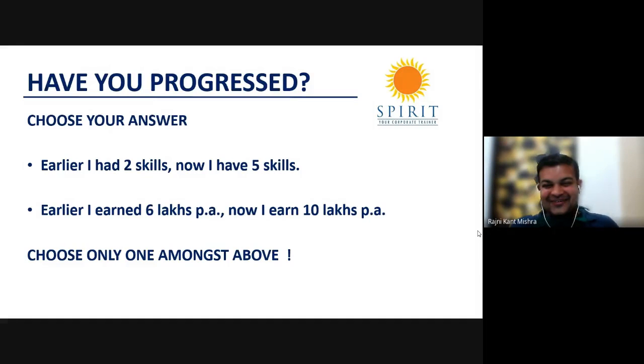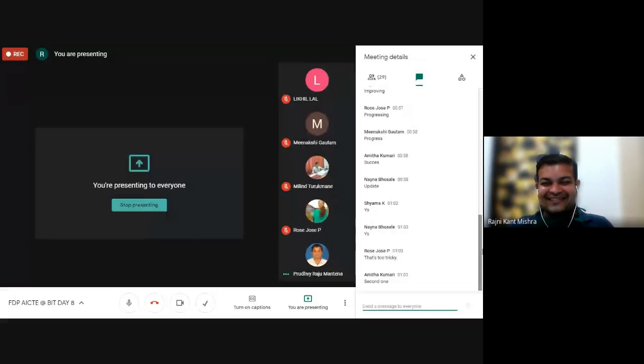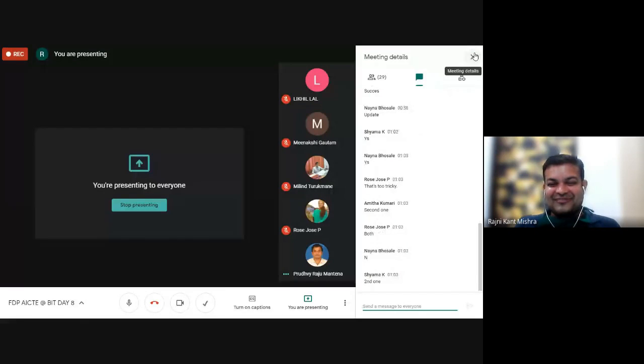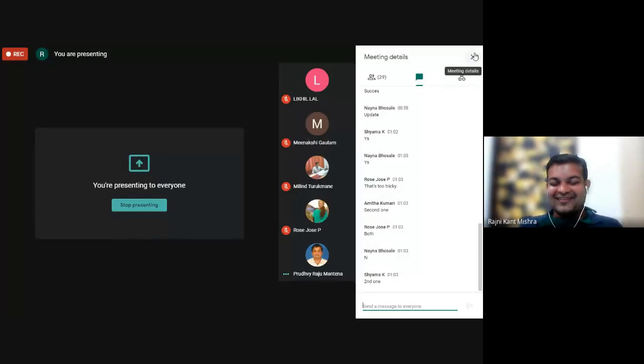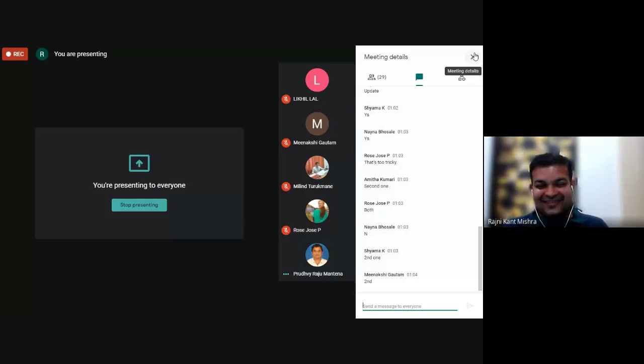Okay. Amita Kumari ma'am is writing second one, Rose Jose ma'am is writing that's too tricky. This is where, like I said, it gets interesting. Maybe Rose Jose ma'am wishes to choose both, like Nikhil sir also said. Shama ma'am is writing second one, great. Meenakshi ma'am is also writing second one. Okay, Nena ma'am is writing N. I don't know what that means.